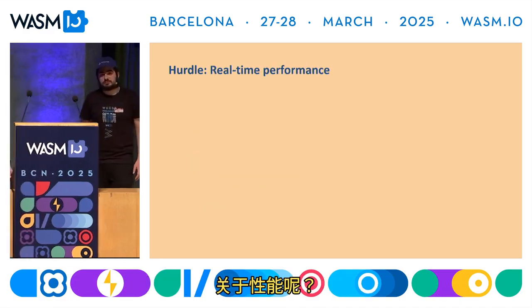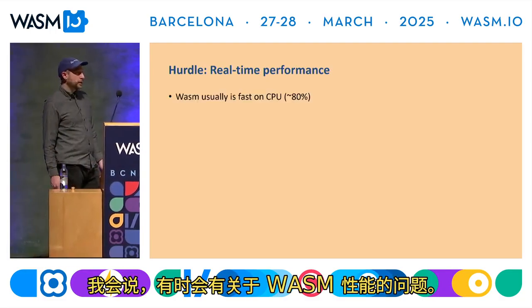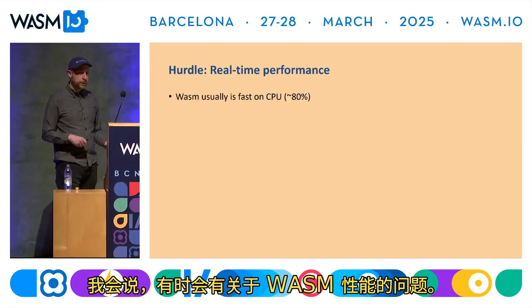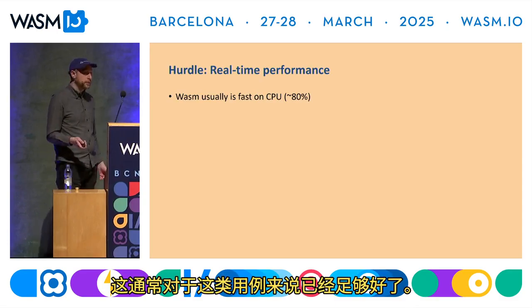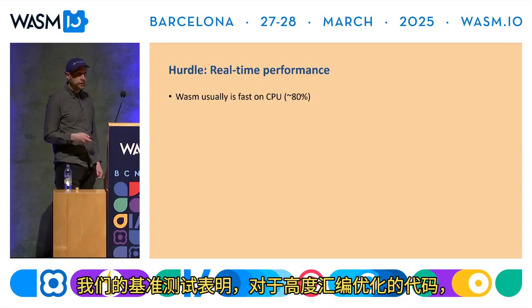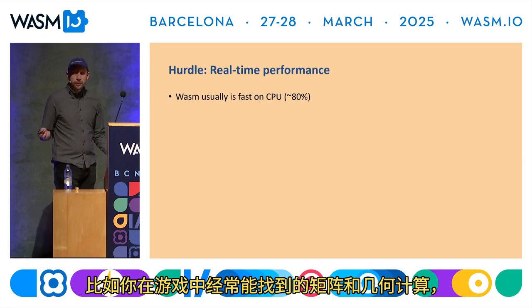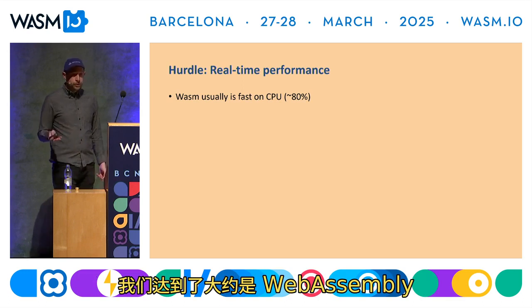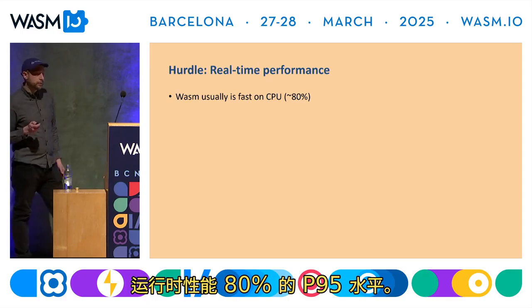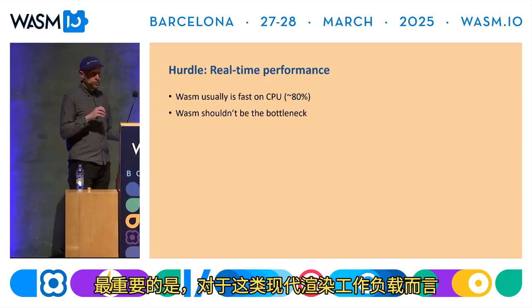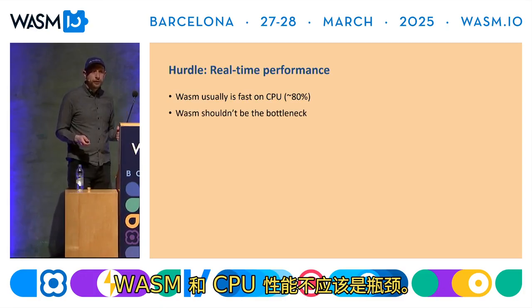What about performance? Sometimes there's questions about Wasm performance. We say Wasm performance is pretty good. It's usually good enough for these kinds of use cases. Our benchmarks have shown that for heavily SIMD optimized code, like you'd often find for matrix and geometry calculations in a game, we're at a P95 of about 80% of Wasm compared to native runtime performance. Most importantly, Wasm and really CPU performance for these kinds of modern rendering workloads shouldn't be the bottleneck.